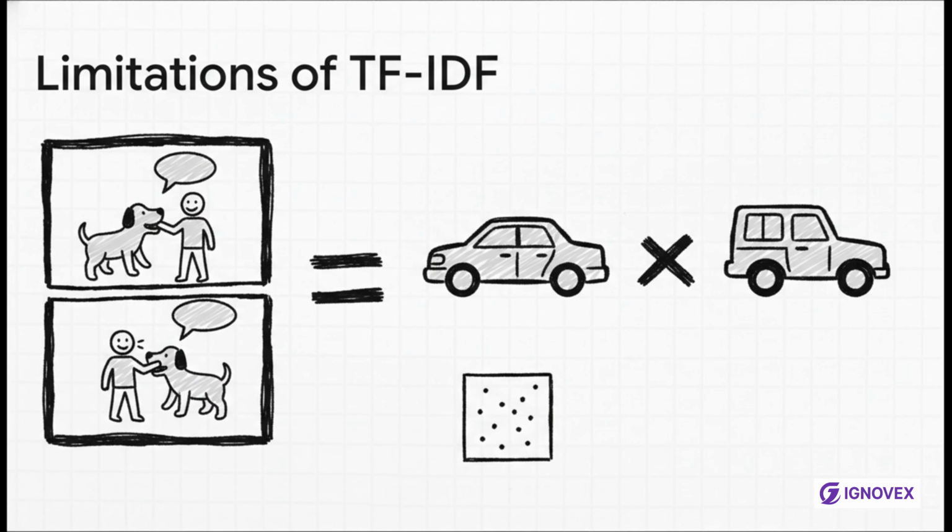Okay, but it's not a silver bullet, right? Nothing is. That simplicity has its limits. Because it ignores word order, dog bites man and man bites dog look exactly the same to it. And we all know those are very different headlines. It also has no idea what synonyms are. To TF-IDF, car and automobile are just two totally unrelated words.